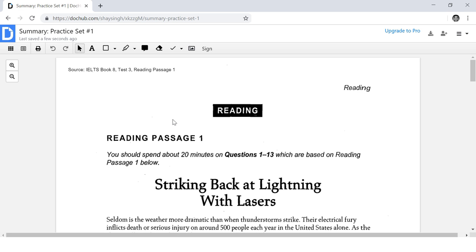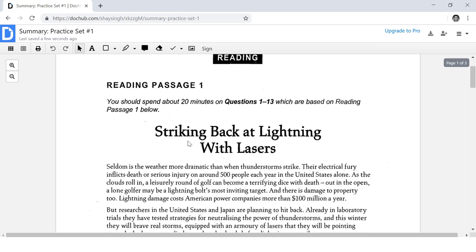In the previous video, you saw me explain how to answer the summary question. In this video, we're going to be looking at how to answer this question in much more detail. Right here, I have an example from the Cambridge IELTS book number 8, test number 3. And this here is reading passage number 1.